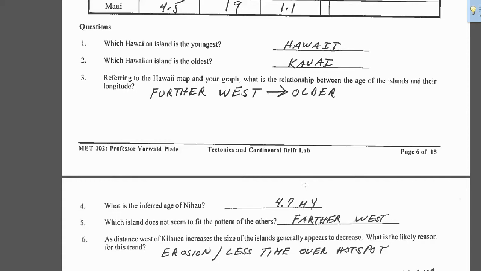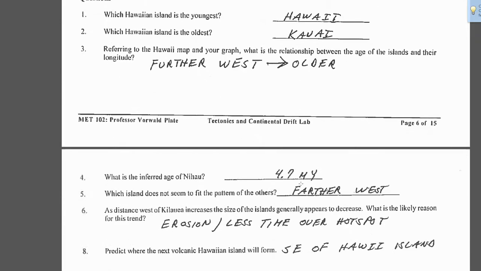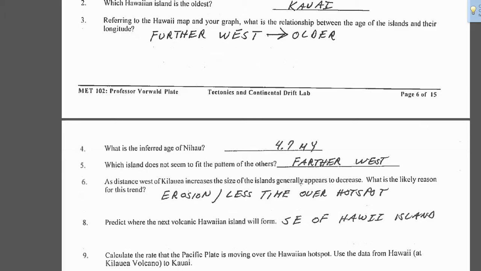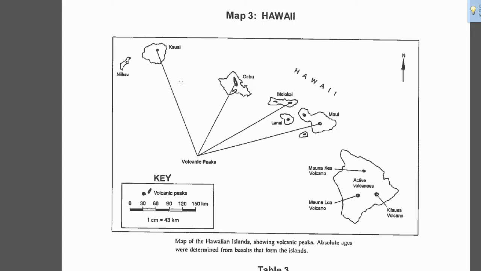What is the inferred age of Oahu? And you can get that from using the graph that you created before. What island does not seem to fit the pattern? Really anything farther west. I kind of let that go a little bit. You could probably have used this one here. Seems a little bit farther west than the direction it's going.